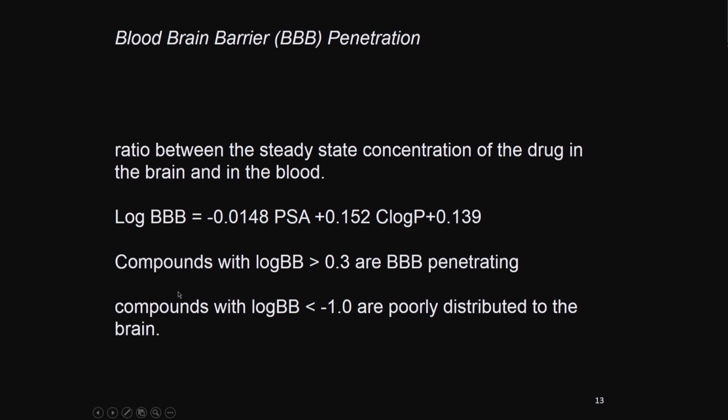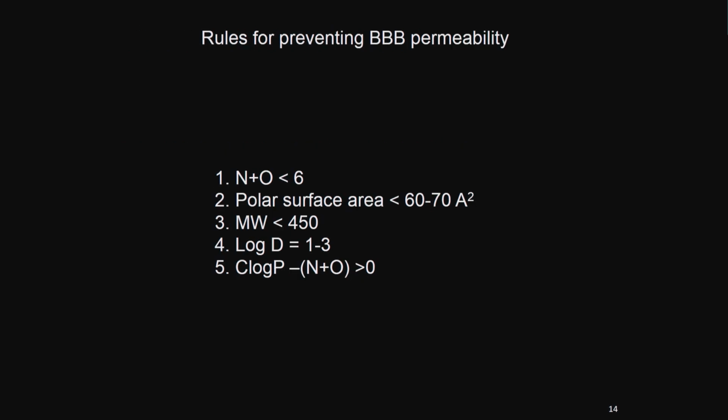This is one rule which says whether the molecule is permeating through the BBB or not. Other rules: the number of nitrogen plus oxygen should be less than 6 to prevent a BBB, polar surface area 60 to 70, molecular weight less than 450, log D 1 to 3, and N plus O greater than 0. So, these are some other parameters which also tell you whether a molecule can be BBB permeable or not.